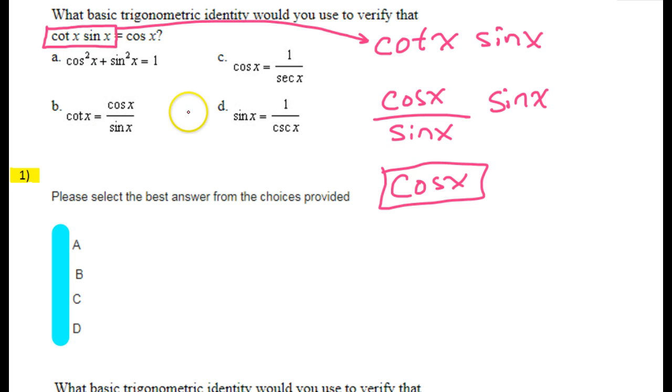But the question is, which one of these basic identities did we use along the way? There was one that we used right here: the fact that cotangent x is the same thing as cosine x over sine x. That is an identity. Cotangent equals cosine over sine. We made that substitution, and that is option B right here. Cotangent is equal to cosine over sine. That's what we did from this step to this step. So that's why the answer to number 1 is going to be B.